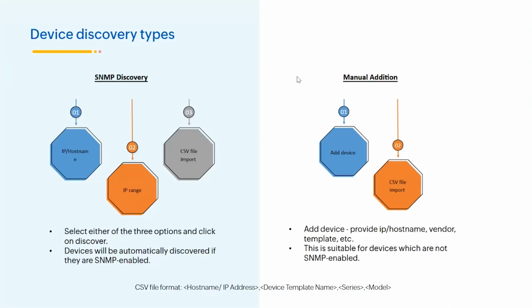So SNMP discovery is for SNMP enabled or SNMP supported devices. And devices can be discovered in 3 ways. One is by providing an IP address or host name. The second is by providing an IP range. And the third is by importing a CSV file. So now let me show you how this works in the UI.